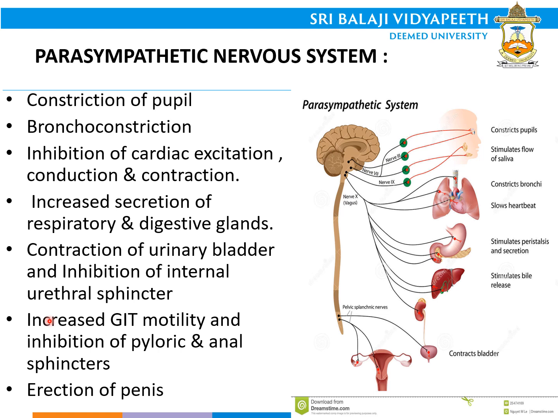The parasympathetic nervous system also brings about bronchoconstriction, and it is concerned with the inhibition of cardiac excitation, the conduction of the nerve impulses of the heart, and the contraction of the heart. It also is concerned with the increased secretion of the respiratory and the digestive glands, and it helps in the contraction of the urinary bladder and inhibition of the internal urethral sphincter. It also brings about the increased motility of the gastrointestinal tract and inhibition of the pyloric and the anal sphincters. It also brings about the erection of the penis.